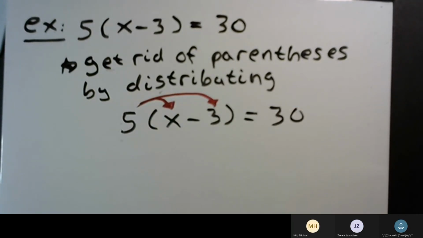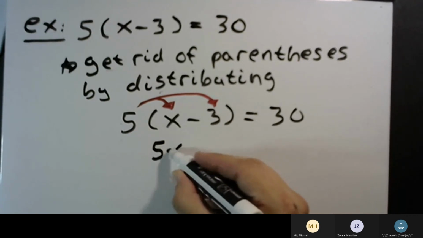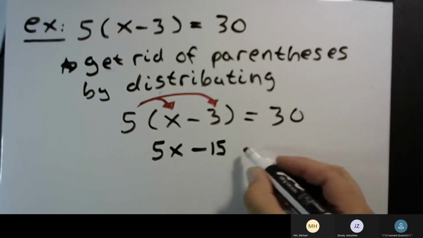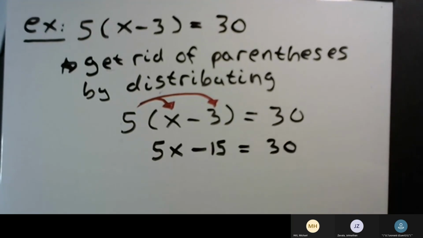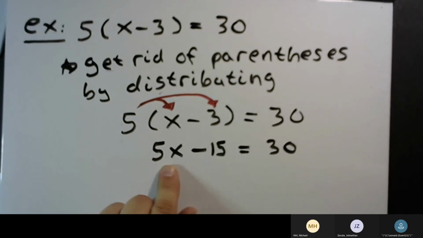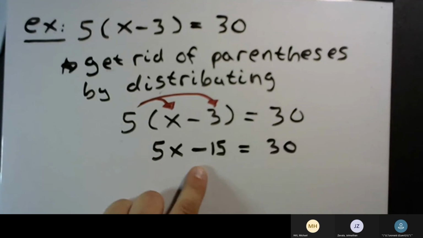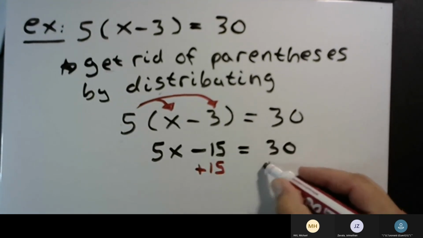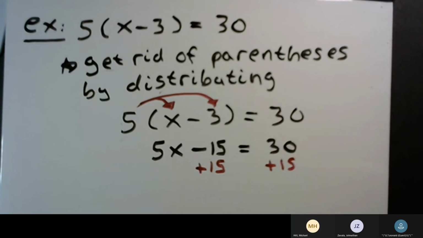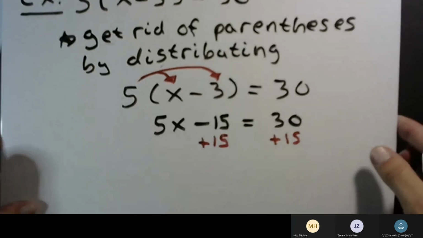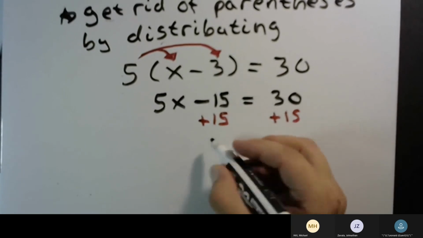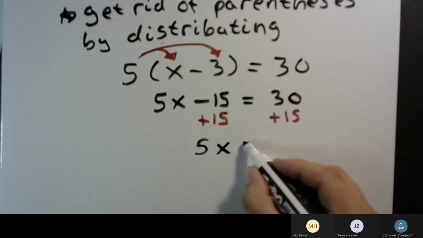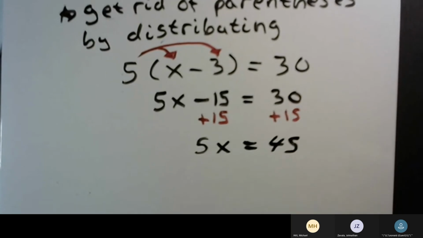And so what that's going to give us is 5x minus 15 equals 30. So now we're going to reverse things. Following PEMDAS, we usually multiply first, then subtract. Algebra, we're going to do the opposite. We'll cancel the subtraction first. We do that by adding. Adding and subtraction are opposites. So that's going to leave us with 5x equals 45.